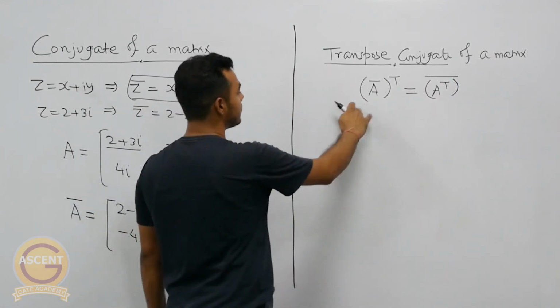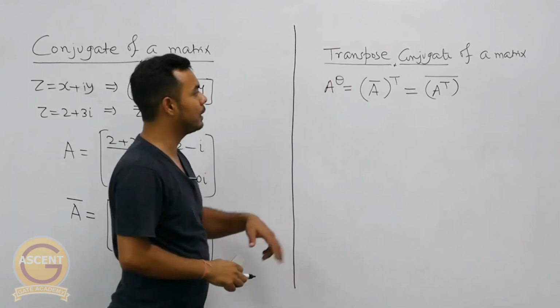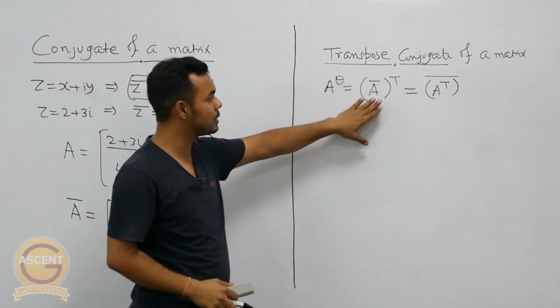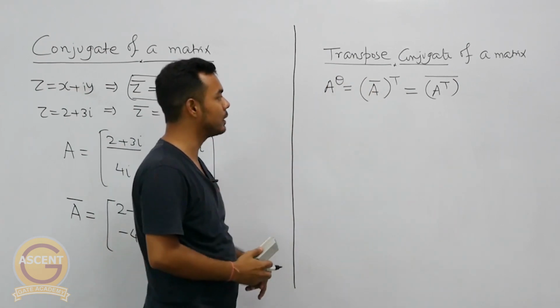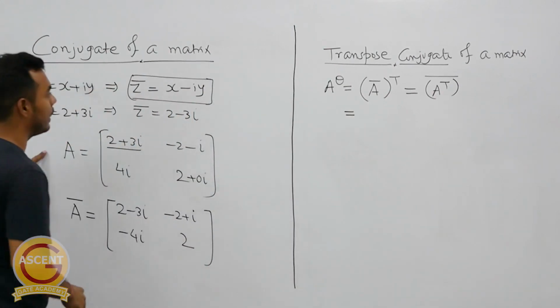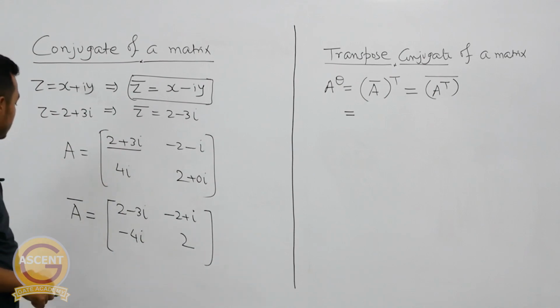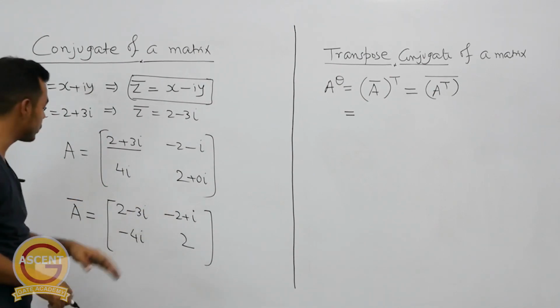These two operations together are represented by A to the power theta. A to the power theta means you have to do both of these operations: take the conjugate and take the transpose of the matrix. So suppose this was our matrix A and the question was to find the transpose conjugate of this matrix. The first step is to find the conjugate of the matrix, and then take the transpose of this matrix.